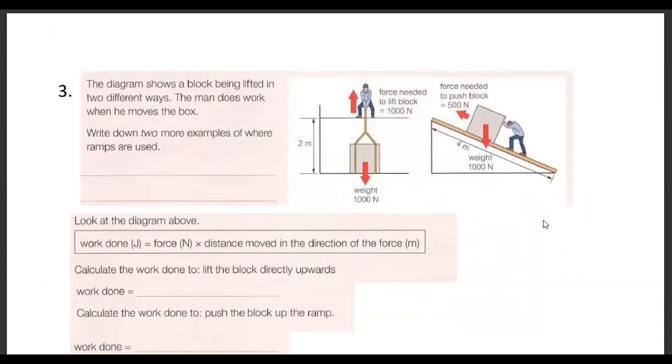Here I have another question. The diagram shows a block being lifted in two different ways. The man does work when he moves a box. Write down two more examples of where ramps are used.